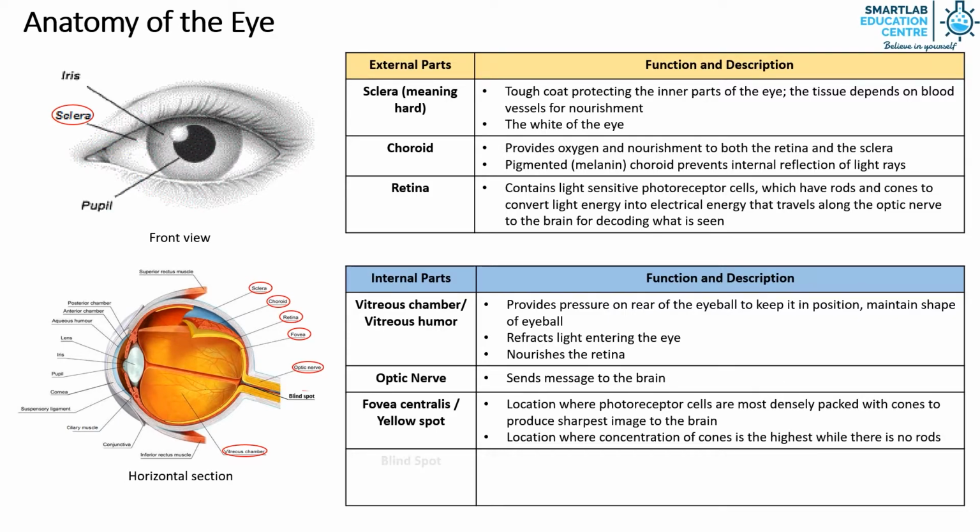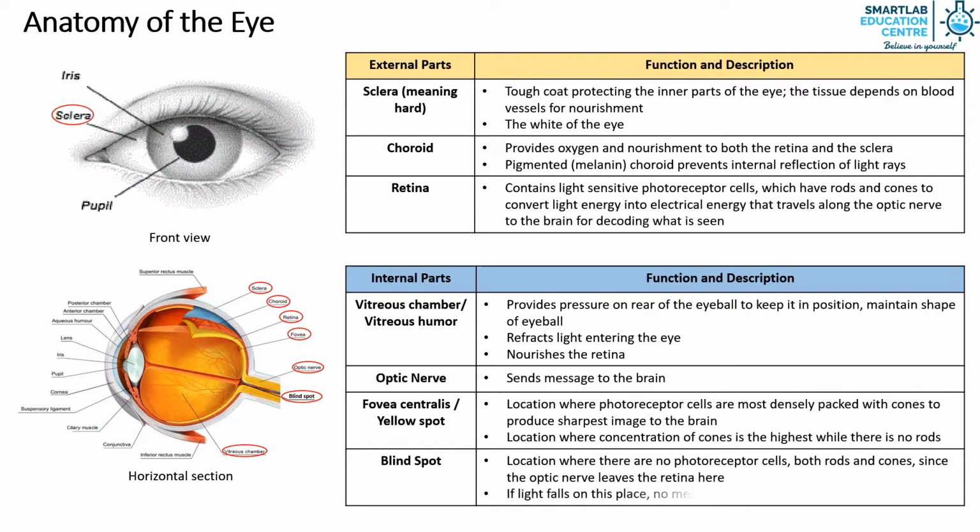The blind spot is the location where there are no photoreceptor cells, both rods and cones, since the optic nerve leaves the retina here. If light falls on this place, no message will be sent to the brain.